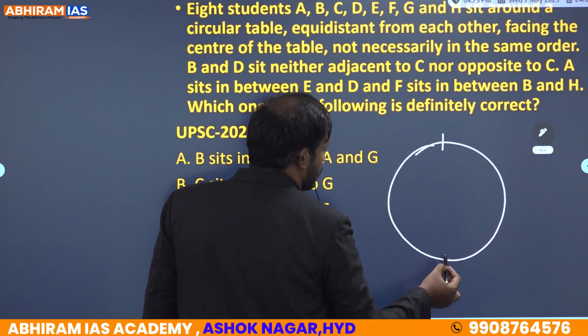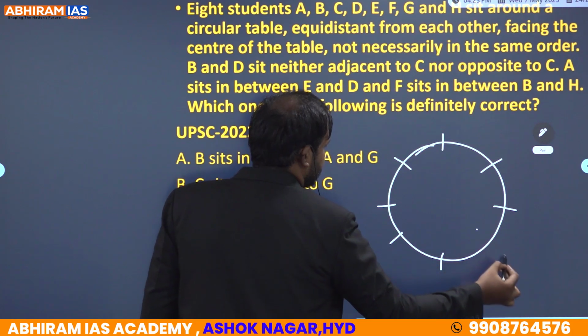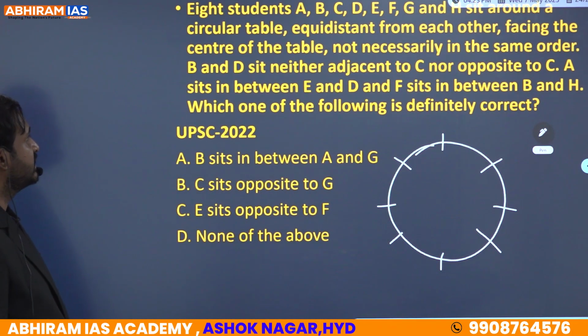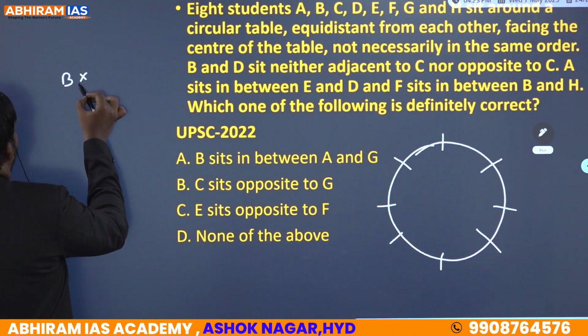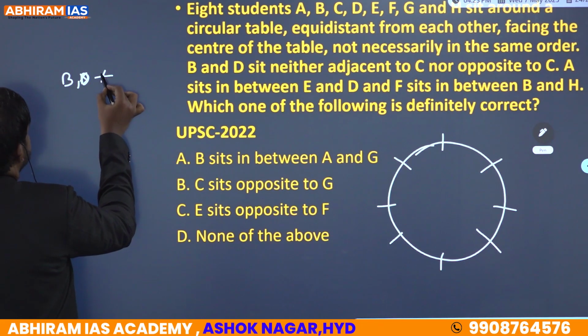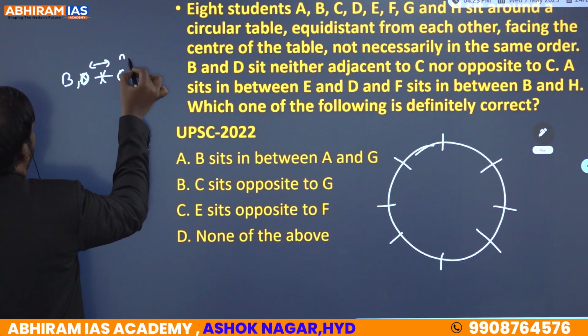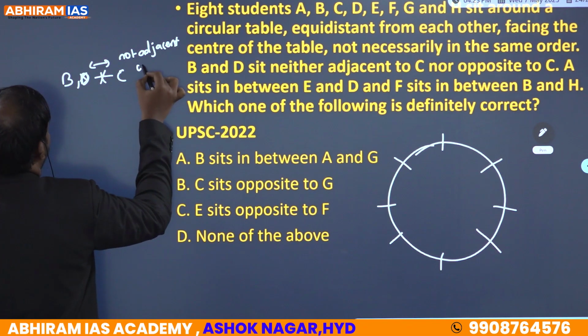Okay, 1, 2, 3, 4, 5, 6, 7 and 8. There are 8 students and they are sitting around a circular table facing the center of the table, not necessarily in the same order. B and D sit neither adjacent to C nor opposite to C, not adjacent or opposite.